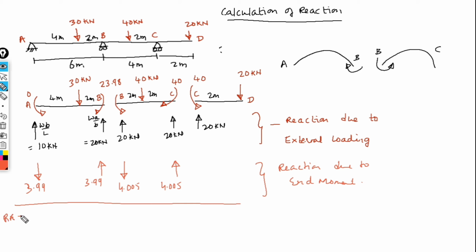RA is equal to 6.01. 10 is going upward, 3.99 is going downward, so 10 minus 3.99. You add up this value and this value, then combine those values, you will get the value of RB, 39.98. For RC, first you add up this value, then you add 20, 44.00 kilonewton.